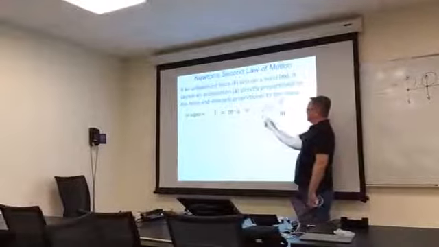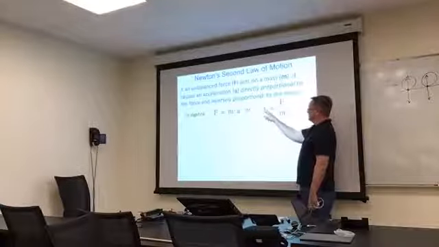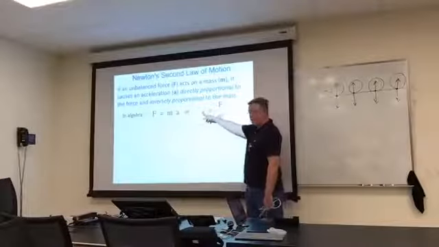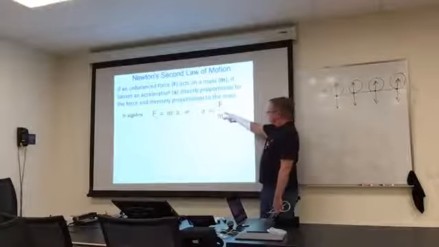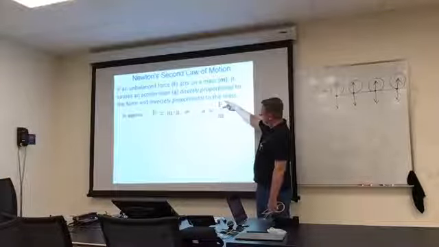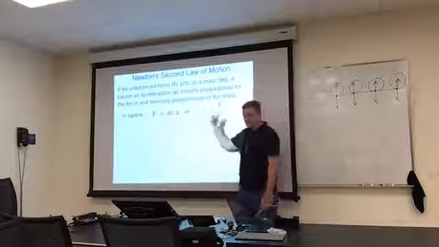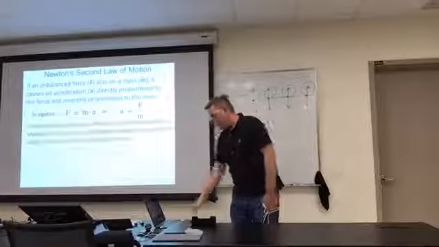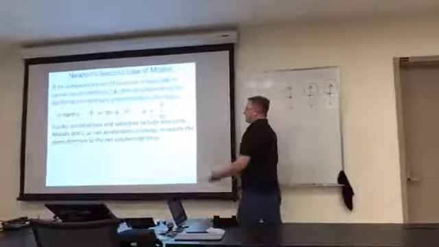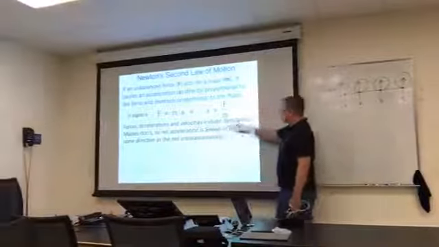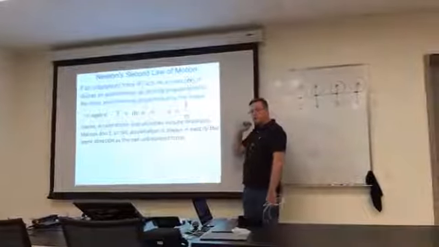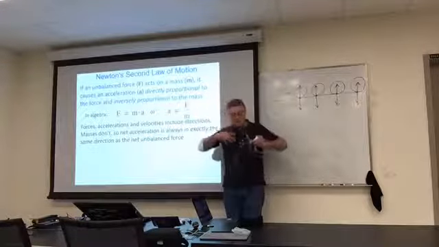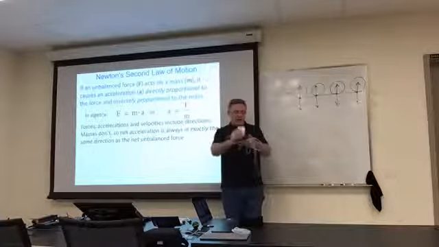I think this is the best way to remember it. Acceleration is directly proportional to force and inversely proportional to mass. If I make the force bigger, the acceleration will get bigger. If I make the mass larger but keep the force the same, I'm going to get less acceleration. And so forces, accelerations, and velocities always include directions. Those are vectors. But mass doesn't. Mass is just an intrinsic property of the thing that I'm talking about.